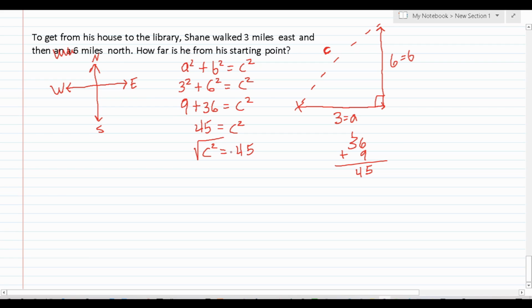So we're going to take the square root of both sides to get rid of this squared, which is going to give us C equals the square root of 45, which is not in simplest form. Let's go ahead and simplify that. Again, square root of 45 is the same as the square root of 9 times 5. We can break this apart further as the square root of 9 times the square root of 5. Square root of 9 is going to be 3 times the square root of 5. And so this is going to be 3 square root 5 miles.